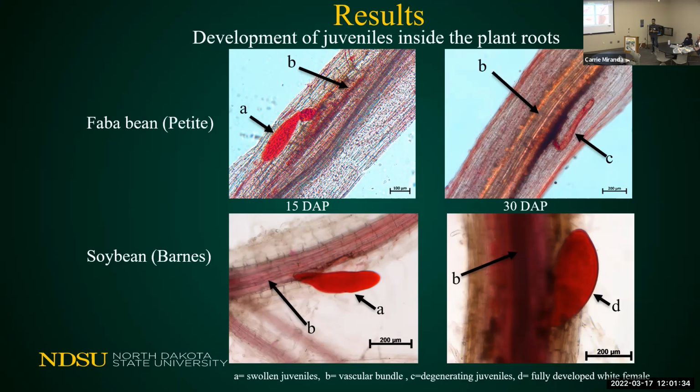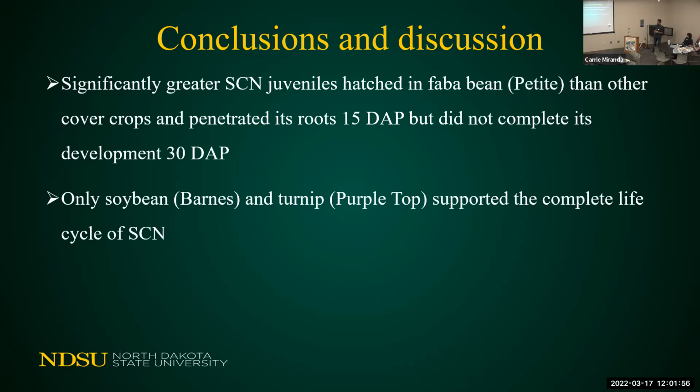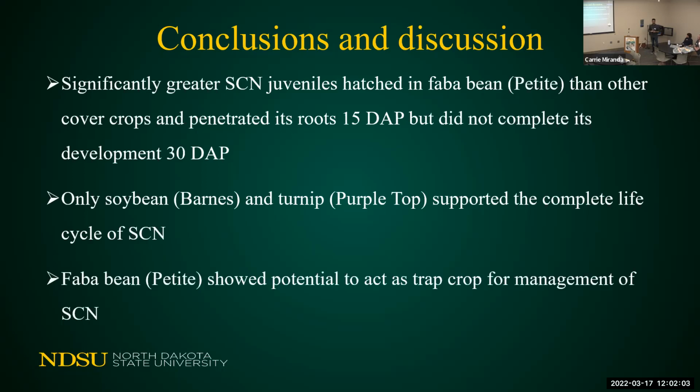So from the numerical data and from the staining of the root, we can conclude that significantly greater SCN hatching occurred in fava bean as well as significantly greater SCN penetrated the roots 15 days after planting, but those SCN juveniles did not complete their life cycle 30 days after planting. Only soybean and turnip supported the development of the soybean cyst nematode. From this, we can conclude that fava bean cultivar Petit has the potential to act as a trap crop for management of soybean cyst nematode.